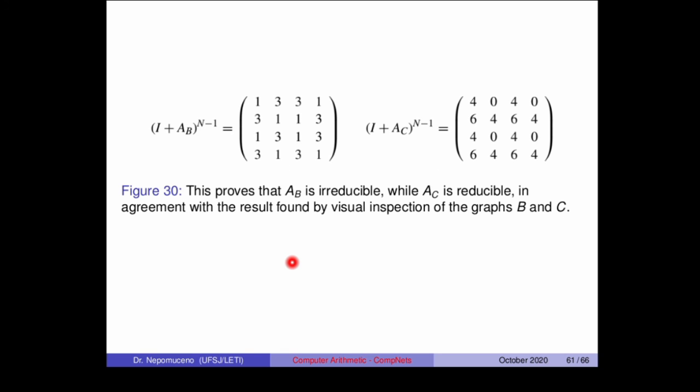So let's have a look. If we put the matrices I and B, with the power n minus 1, you have this matrix. For A and C, you have this matrix as well. This proves that AB is irreducible while AC is reducible, in agreement with the result found by visual inspection of the graphs B and C, right?